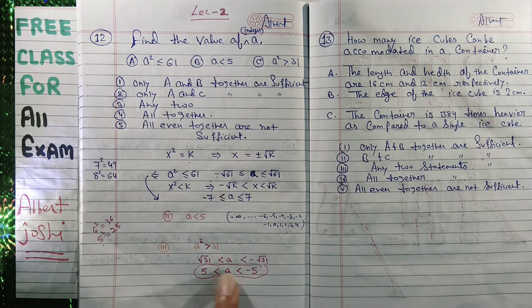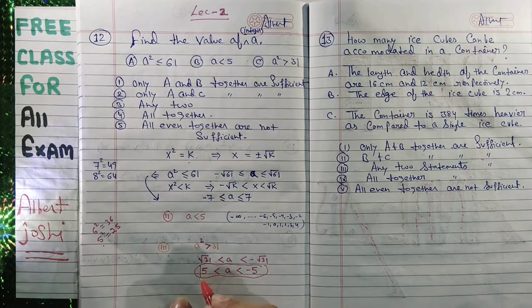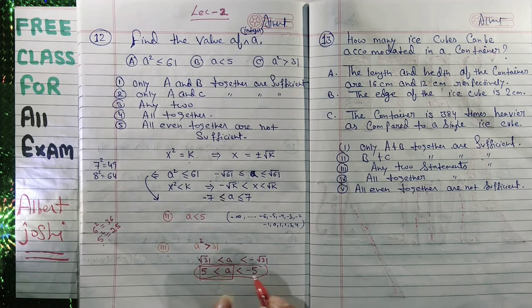This means a is less than -5 and a is greater than 5. Its meaning: a is greater than 5 and a is less than -5. So that is something wrong actually. You can see by the help of this we are getting such data: 5 is less than a, a is an integer, and a is less than -5. So a is less than -5, so it is impossible.